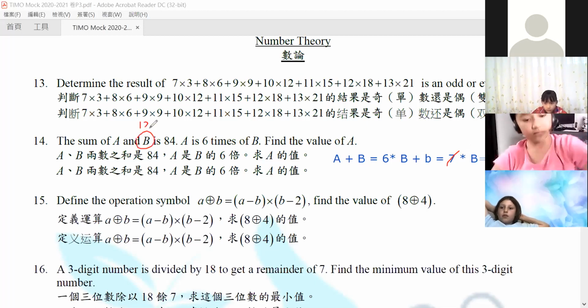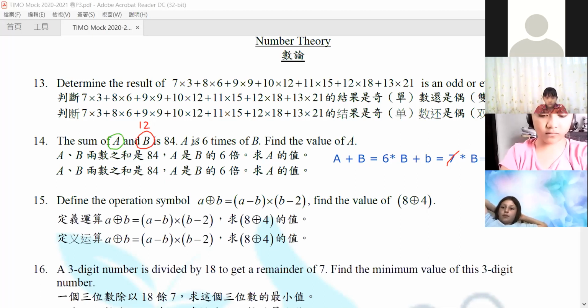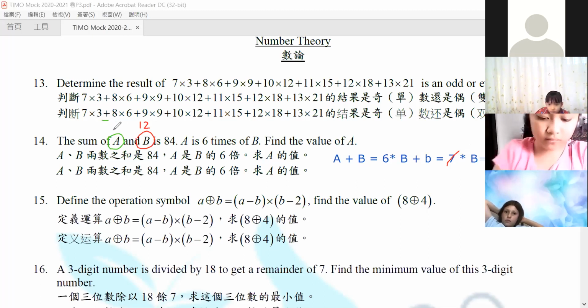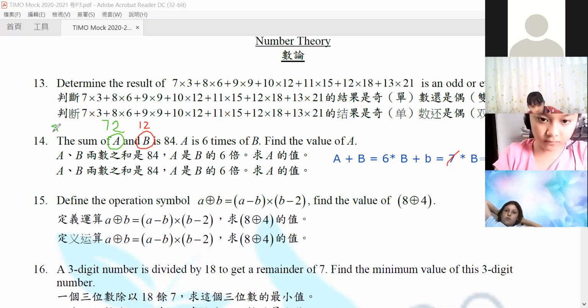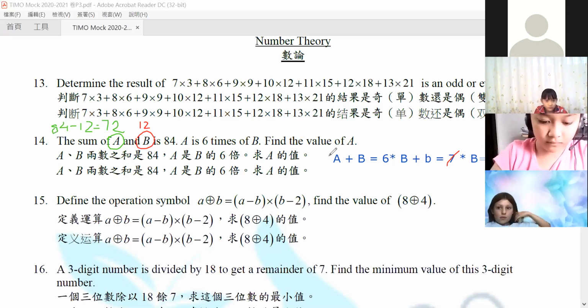So now my question is, what number when added to 12 is equal to 84? It must be 72, because it is equal to 84 minus 12. Right, so our answer of A is equal to 72. All right, this is question 14.